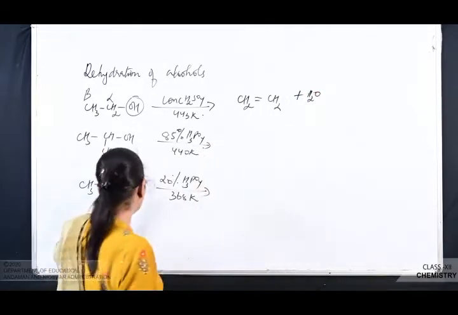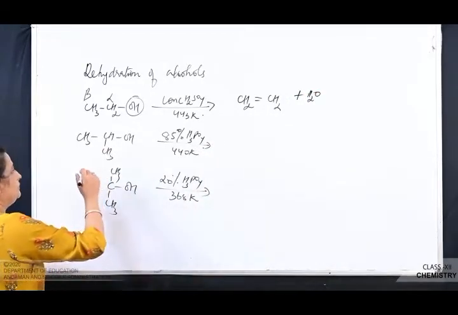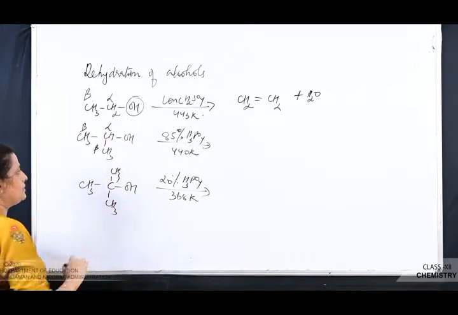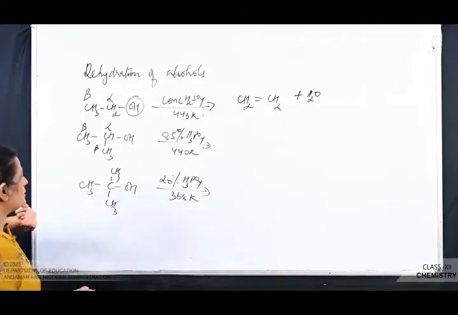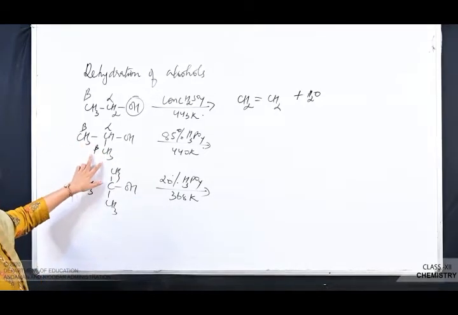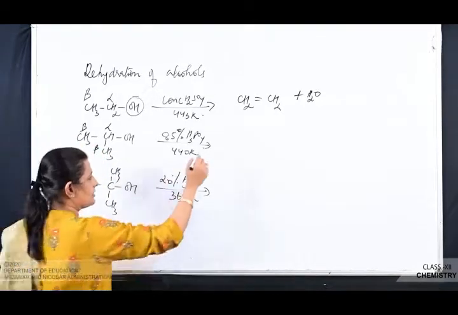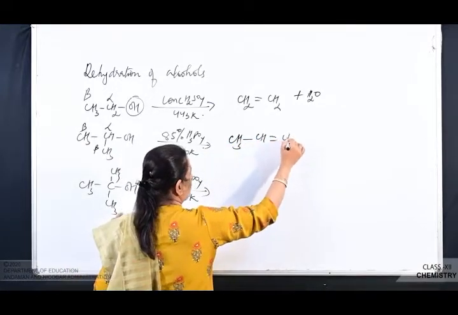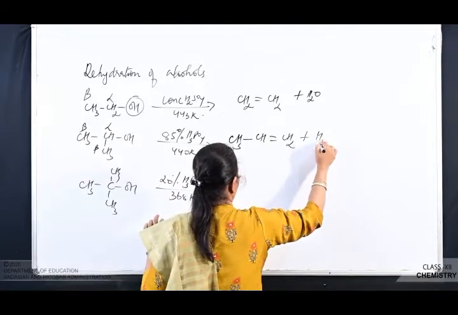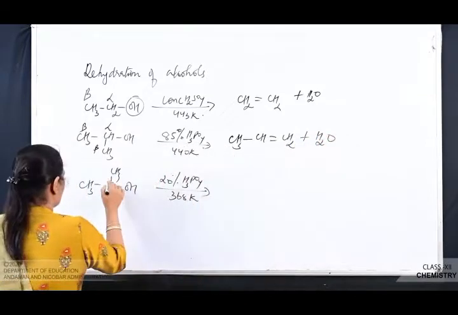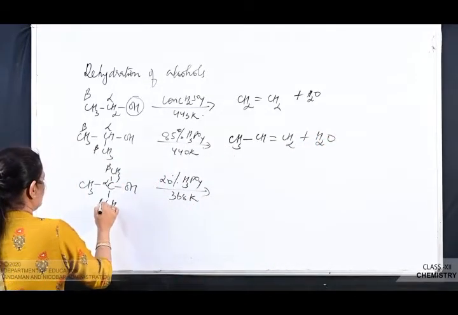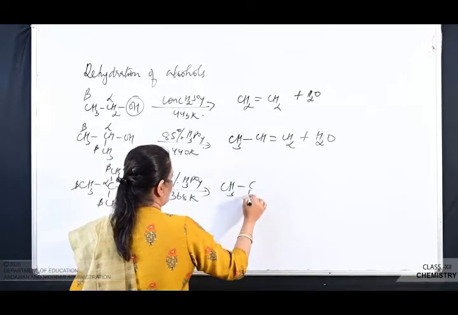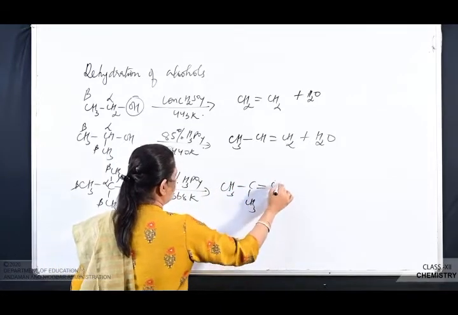Now, here also you see, this is the alpha carbon, this is beta and this is also beta. So, OH will go from alpha carbon and hydrogen from beta. Now, both the beta carbon is having same number of hydrogen atom. So, it does not make any difference. So, we will get CH3 CH double bond CH2 plus H2O. Then here also this is the alpha carbon, this is beta, beta, beta. So, we will get CH3 C(CH3) double bond CH2.